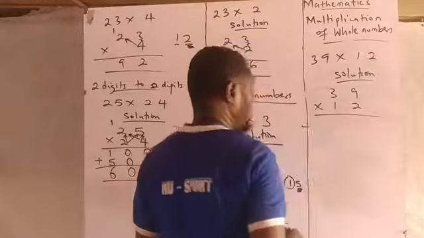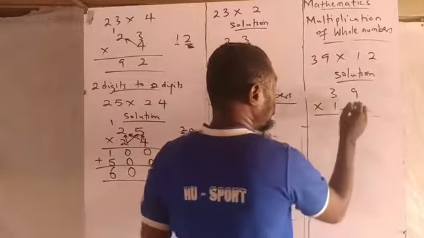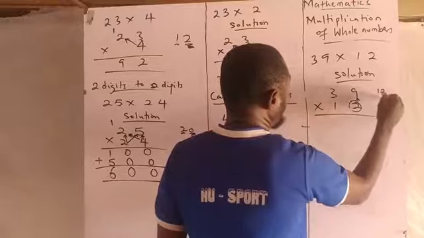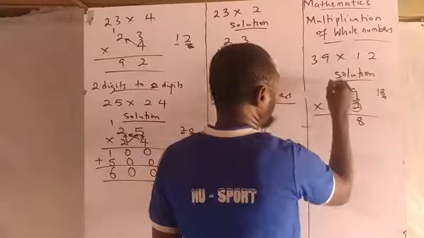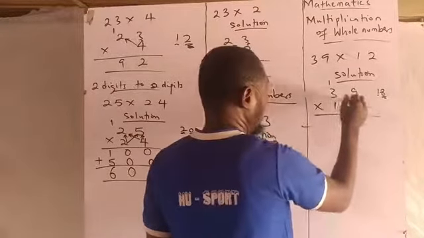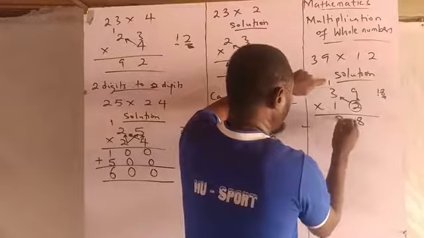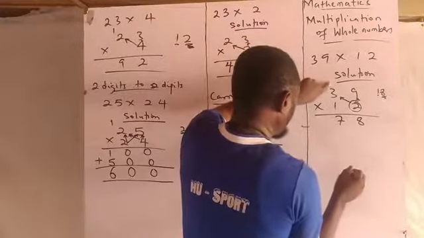Put your sign of operation. Start with the first number, 2. This 2 multiplies 9. 2 times 9 is 18. Write your 8. Carry 1 to this part. The next number, 2 times 3 is 6, plus the 1 you carried, 7. Clean it up quickly because there are 2 numbers you're dealing with.